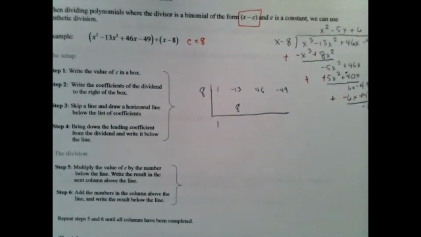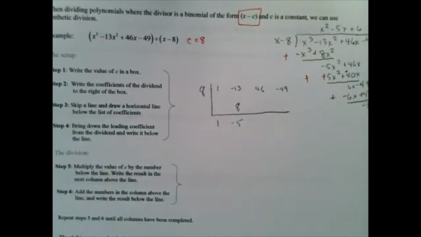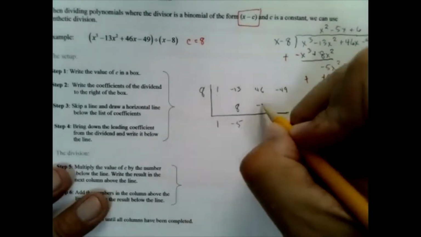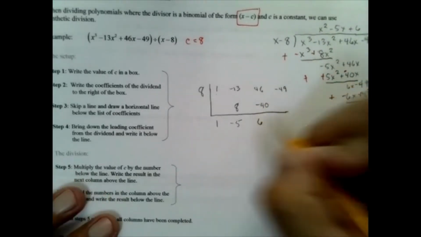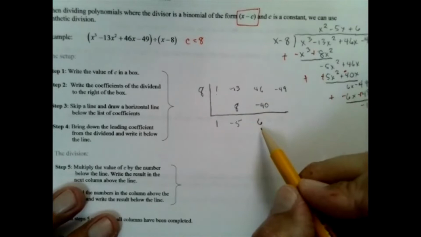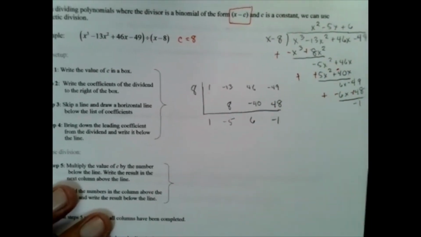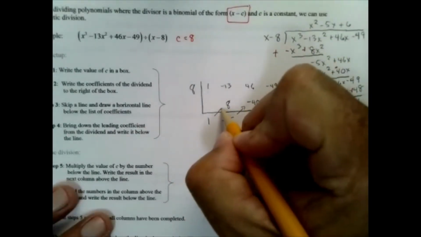Now I'm going to add, then multiply. Add, then multiply. I'm going to add negative 5, then multiply. Here's my 8 times negative 5 is negative 40. I'm going to add those 2 to get a 6. I'm going to multiply 48 and finally add again. So I keep multiplying by my c to get that term.